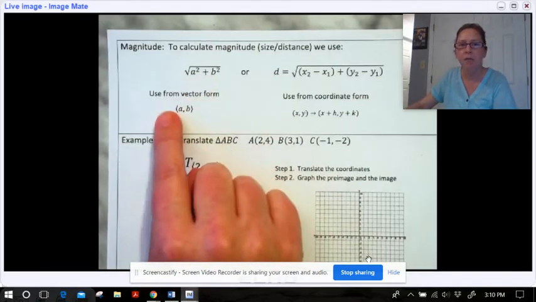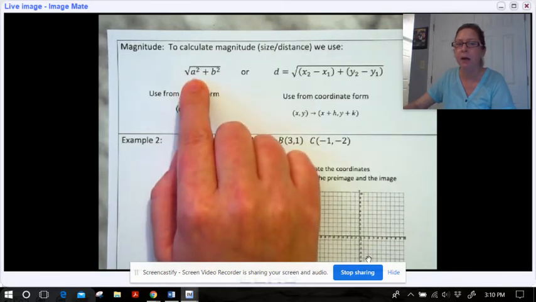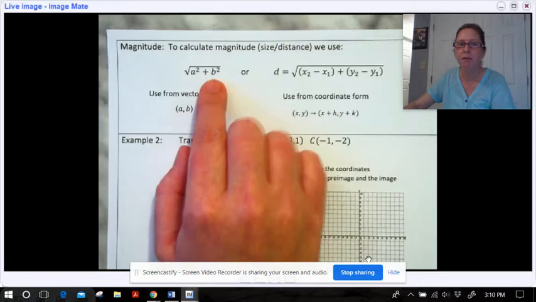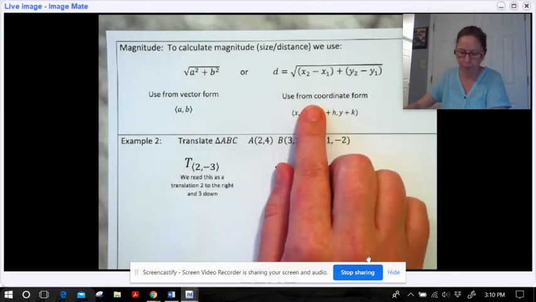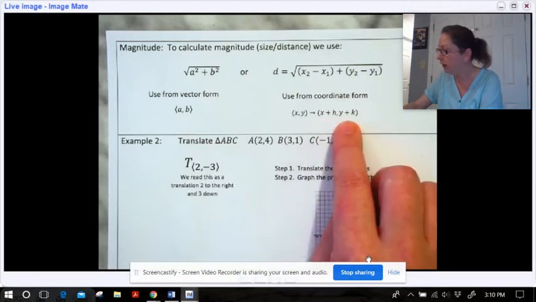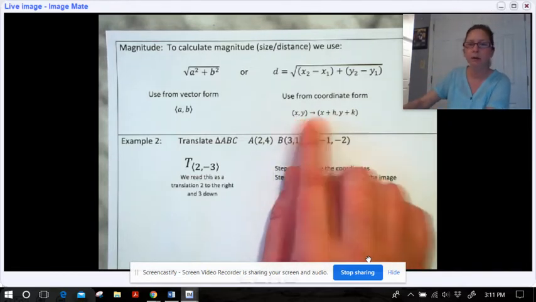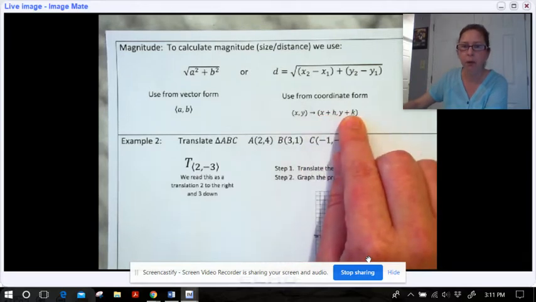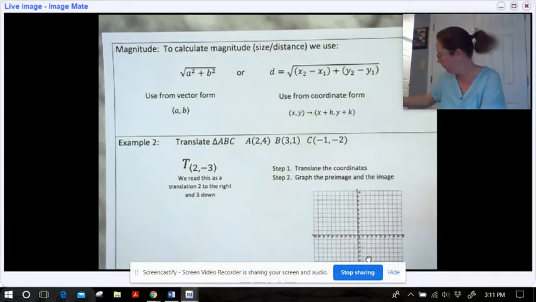If I have vector form A, comma B, then I would use A for the A value, which would have been a positive 4, and a positive 5 for my B value. If I am given coordinate form, then I would use the x plus 4 and the y plus 5. This would be my x1, y1, and this would be my x2, y2, and that would get me the distance. Let me just look at this here. What was my original point? Negative 3, comma 4.